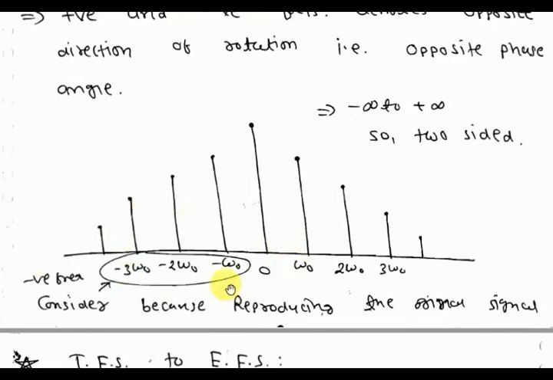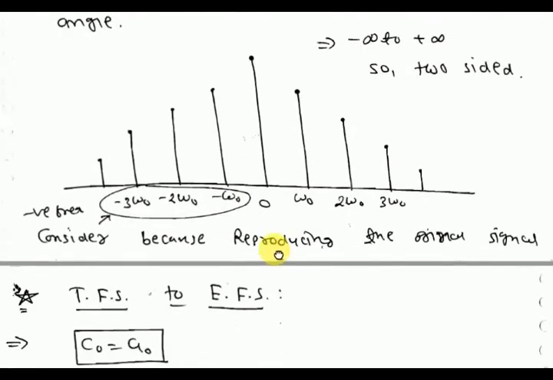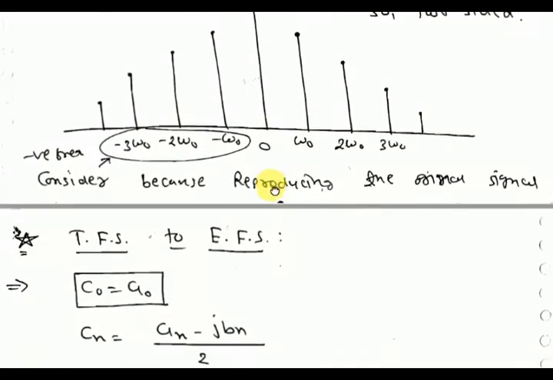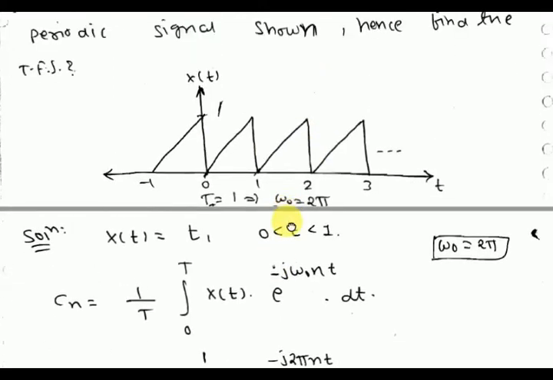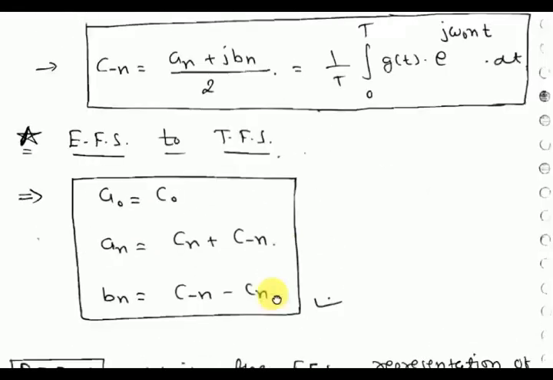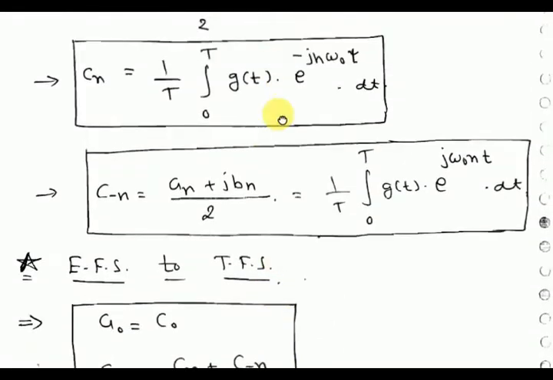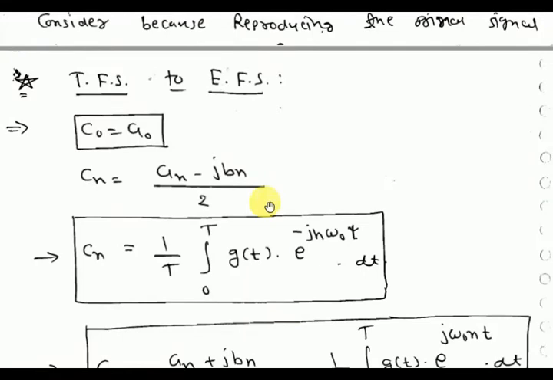So this is the plot of the exponential Fourier series. We have to consider these negative frequencies also. These are nothing but the mirror image of the positive frequencies, but we have to consider negative frequencies also to reproduce the original signal.